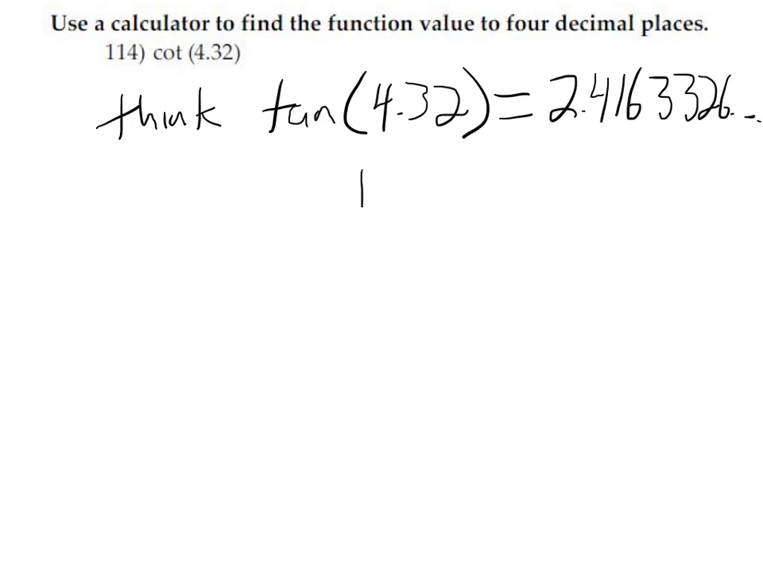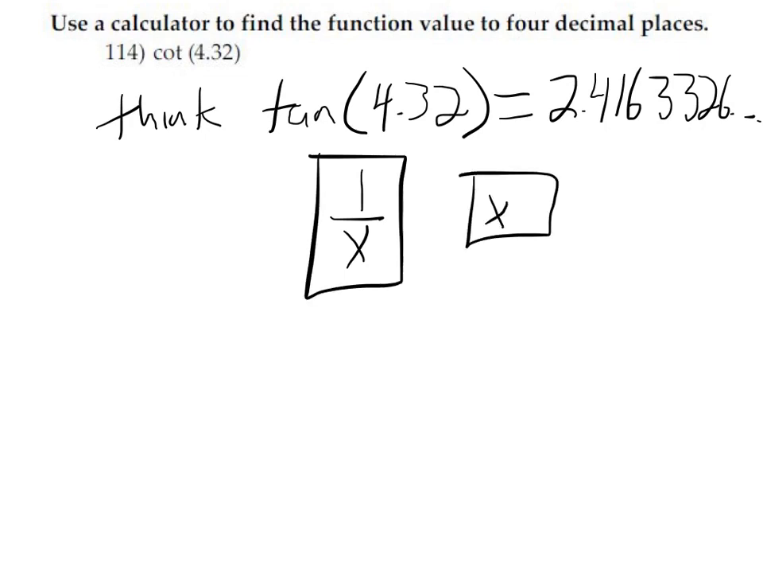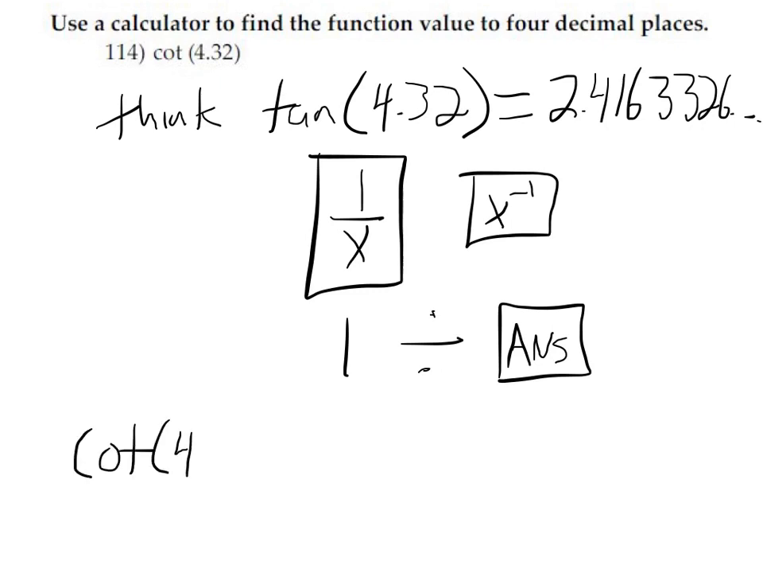There's either a 1 over x button on your calculator, or maybe it's a button x to the minus 1, or you could just do 1 divided by the answer button. You might have an answer button as well. Any of these three will flip your answer. So whatever button you do, flip your answer so you can get to the cotangent of 4.32.